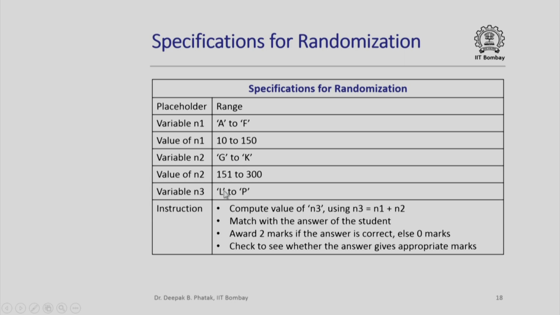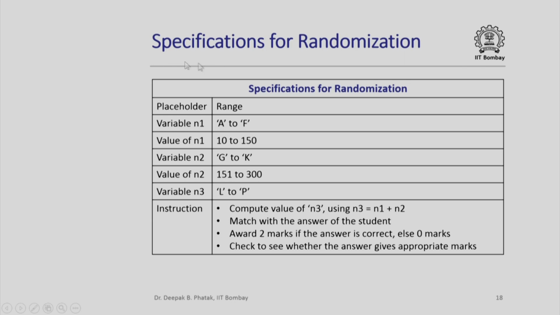However, we have to give an instruction: compute the value of N3, where N3 is equal to N1 plus N2. Note that we are going to ask the student what is the sum of these two values. He will actually get two specific numbers, but the correct answer will depend on this. Match with the answer of the student, which will be N3. Award 2 marks if the answer is correct, else 0 marks, and check to see whether the answer that we give in the trial gives appropriate marks or not. So this is a trial that I would like to locally perform.